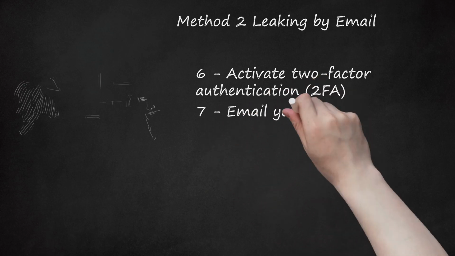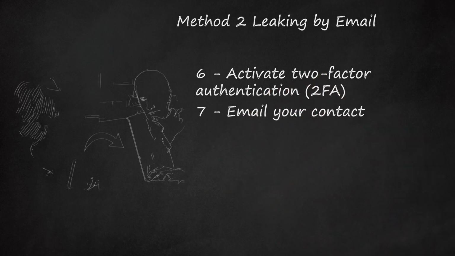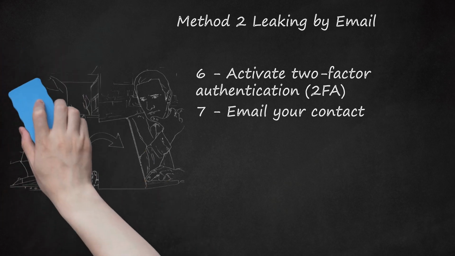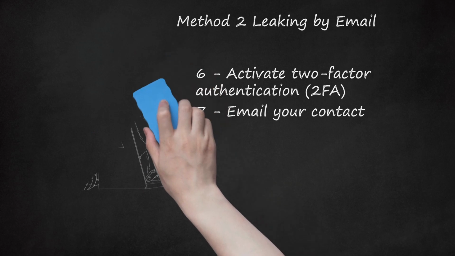7. Email your contact. Once you've got your email address set up, use it to email the journalist the information you want to leak. If you're writing a personal account, avoid giving any personal information that could lead to the discovery of your identity or your role in the organization from which you're leaking information.